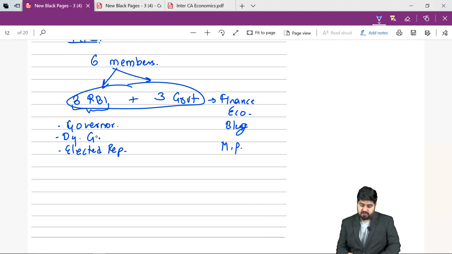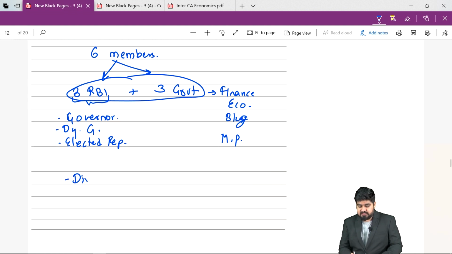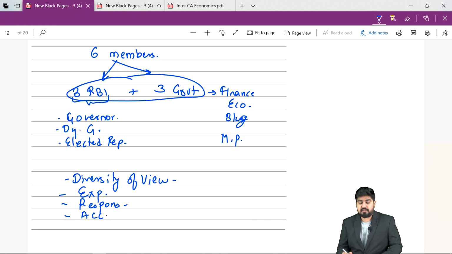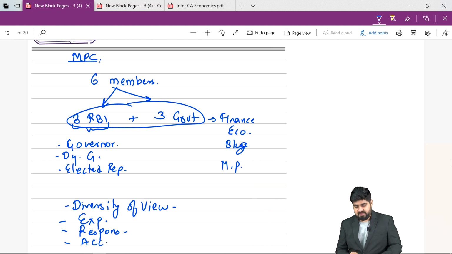Now, why is this type of committee made, where three people are from RBI and three are from government? Because there is diversity of views, there will be specialized experience, there will be accountability, responsibility will be there. So, for all these reasons, this type of membership or committee is made.